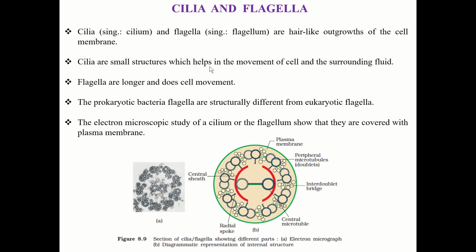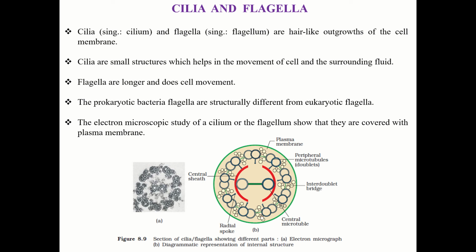Cilia are small structures which help in the movement of the cell and the surrounding fluid. Flagella are longer and also do cell movement. The prokaryotic bacterial flagella are structurally different from eukaryotic flagella. The electron microscopic study of the cilium or the flagellum shows that they are covered with a plasma membrane. So this membrane is the plasma membrane.